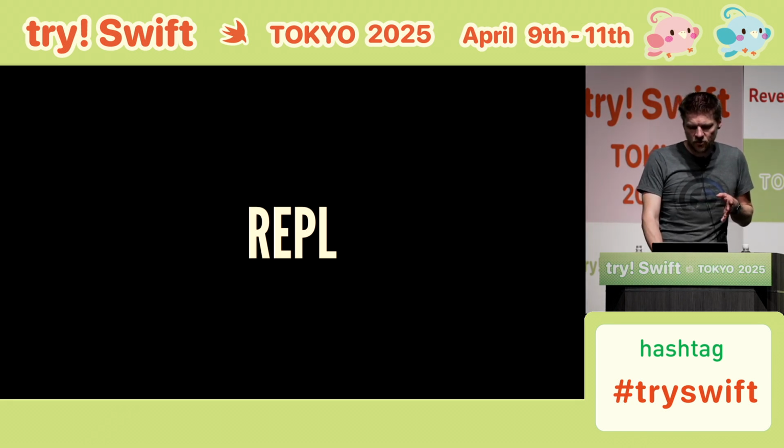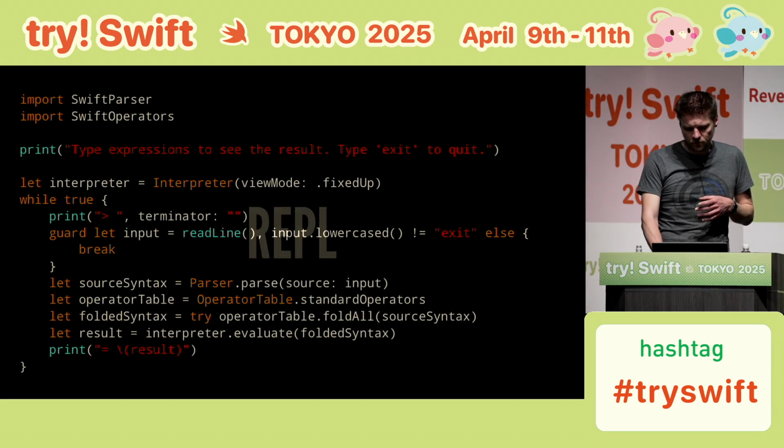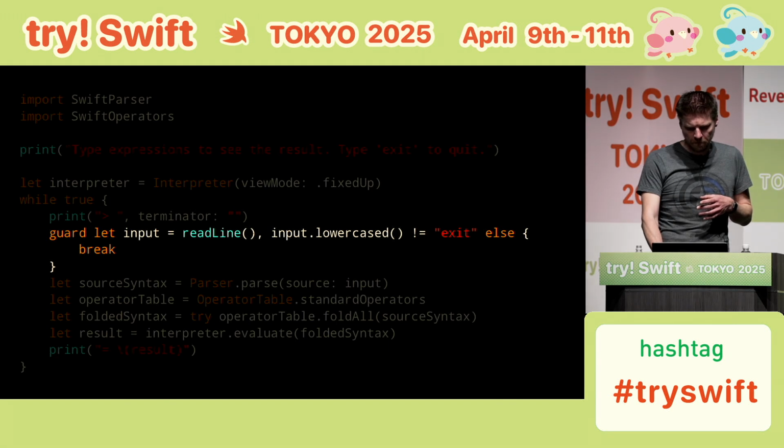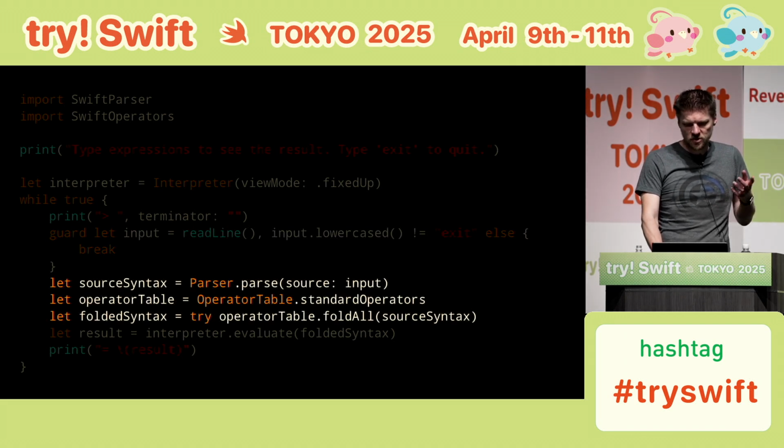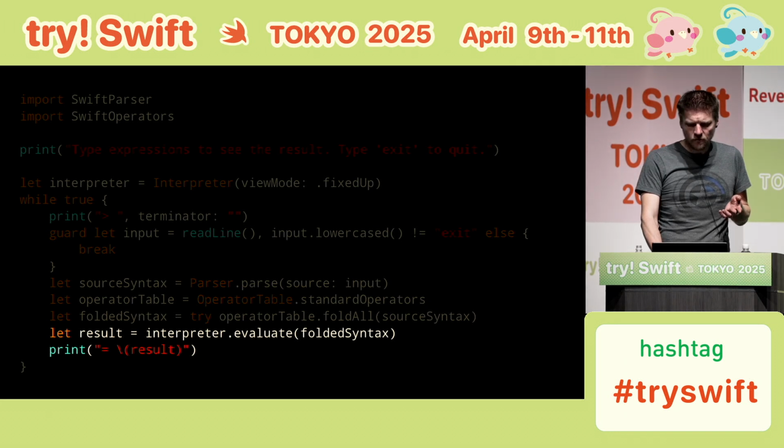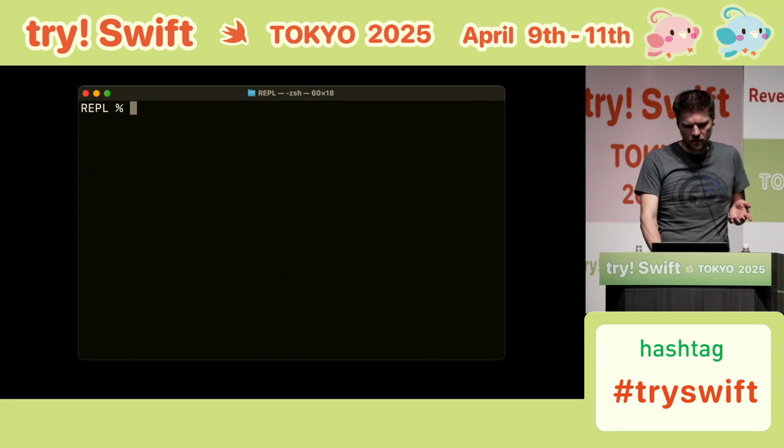To test it, we're going to create a program called a REPL, which is a read, eval, print loop. Here's the code for it. So the REPL's main loop reads an expression that's input by the user. We parse and fold the source tree, evaluate the result, and then print it back to the console. Let's see it in action.